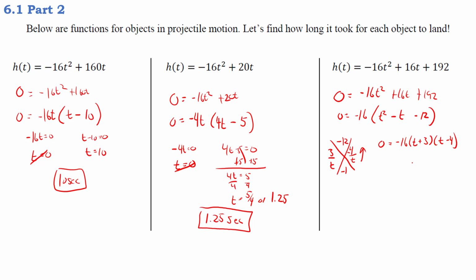Okay, so now we just need to set them equal to 0 again, like we've been doing. So in this case, we got t plus 3 equals 0, and t minus 4 equals 0. So we would get t equals negative 3 or t equals 4, okay? In which case, we know that we can't go back in time. We can't go negative 3 seconds, so that's out the window. So we know we got 4 seconds to hit the bottom is what we're looking for.